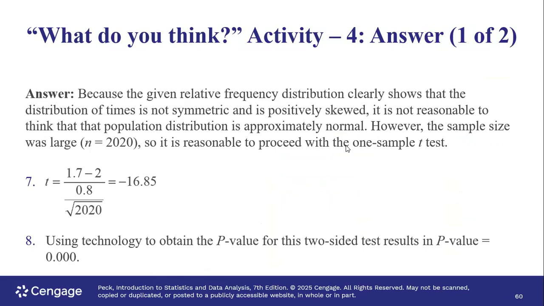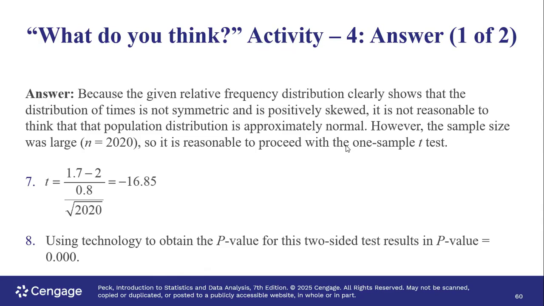Answer: because the given relative frequency distribution clearly shows the distribution of time is not symmetric and is positively skewed, meaning an extended tail on the right, it is not reasonable to think that the population is approximately normal. However, the sample size was large, n equal to 2020, so it is reasonable to proceed with a one-sample t test. In the numerator of the test statistic, we compare the sample mean of 1.7 with the hypothesized value of the population mean, which is 2.